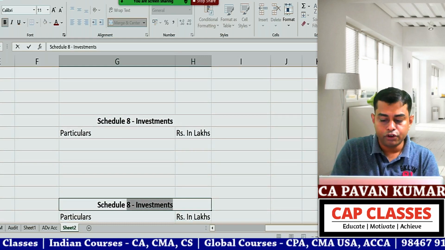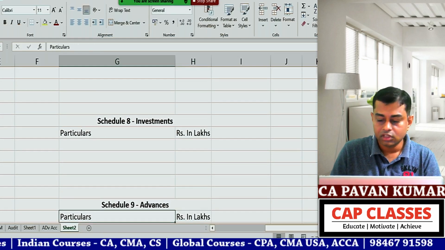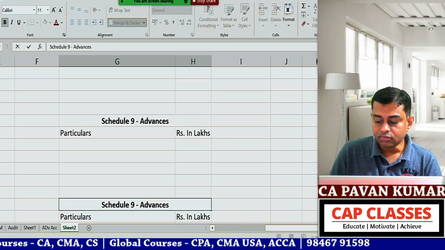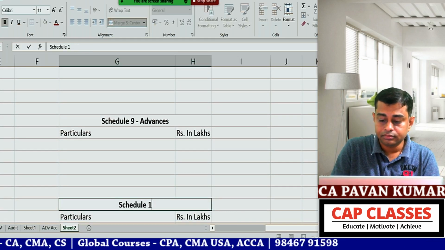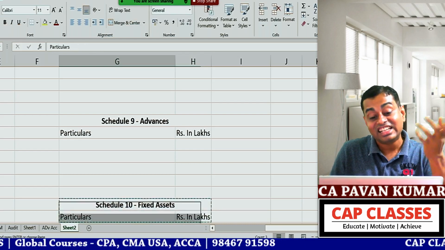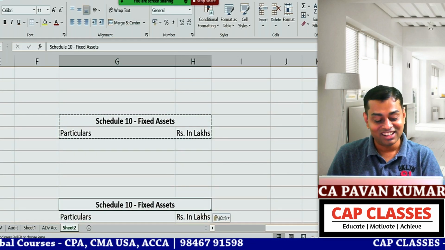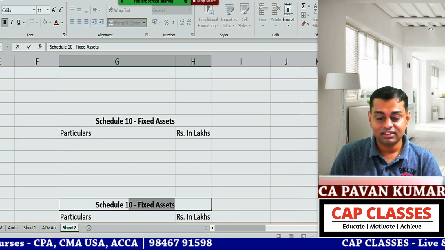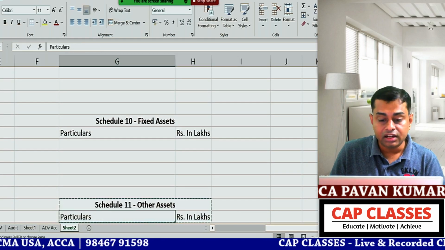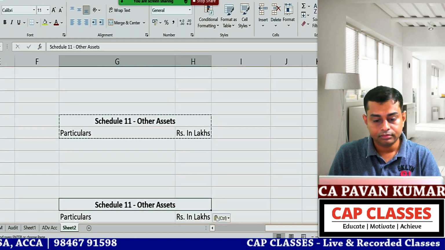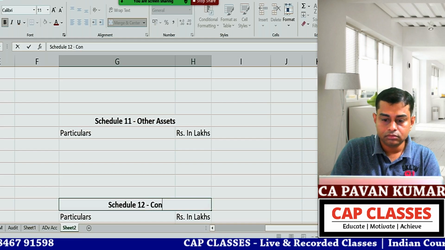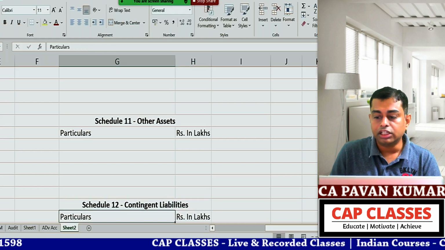Do the problem properly. 10 is fixed assets, 11 is other assets. Yes, sir, that's what I told. 12 we will also prepare: contingent liabilities. That's also done, our pro forma is ready.